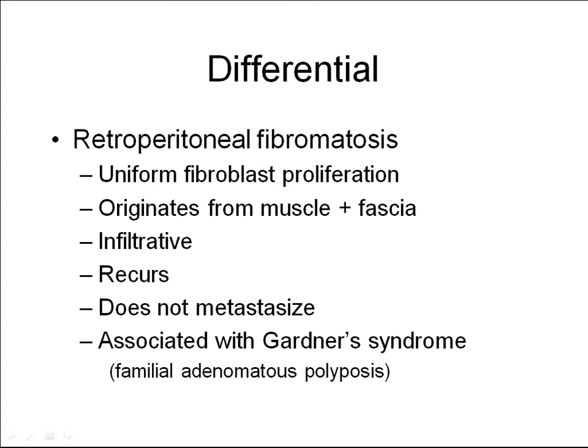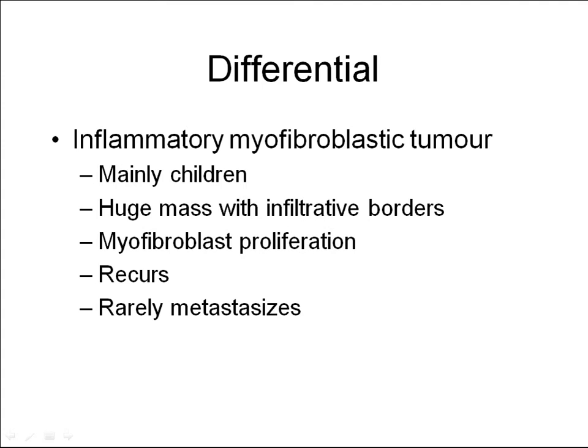So retroperitoneal fibromatosis involves a uniform fibroblast proliferation originating from the muscle and fascia in the retroperitoneum. It's an infiltrative process which tends to recur but does not metastasize and is associated with Gardner syndrome or familial adenomatous polyposis. Inflammatory myofibroblastic tumors are seen mainly in children. Typically presents with a huge mass with, again, infiltrating borders, not typical of RPF. Shows myofibroblast proliferation on pathology, and also tends to recur but rarely metastasizes.